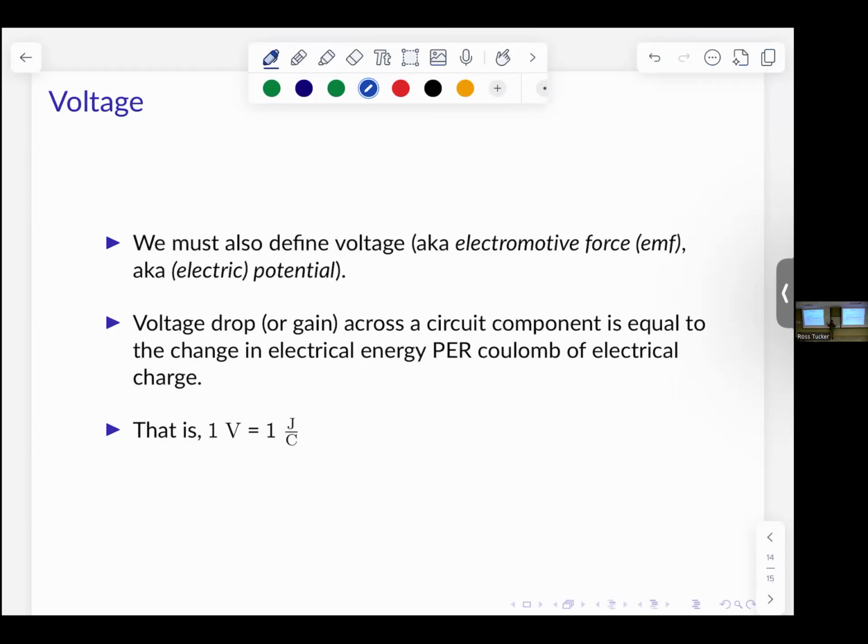Took chemistry back in 2002. Tell me if that's right. Okay. So voltage is sort of the density, the concentration, the intensity of that energy. It is how the energy is distributed among the charge.